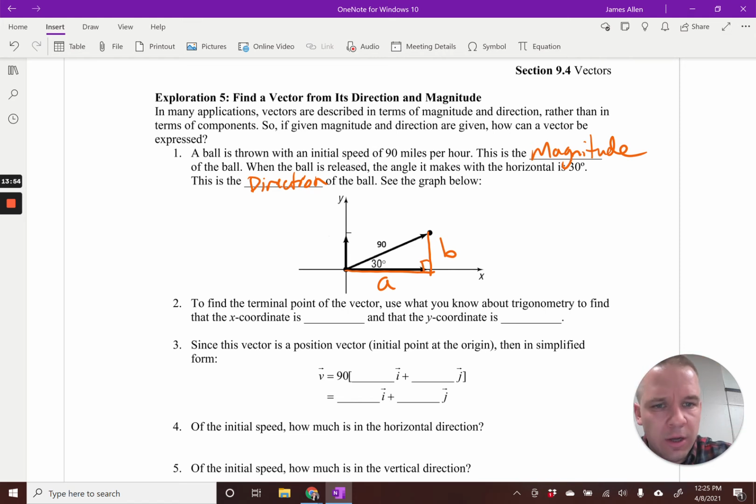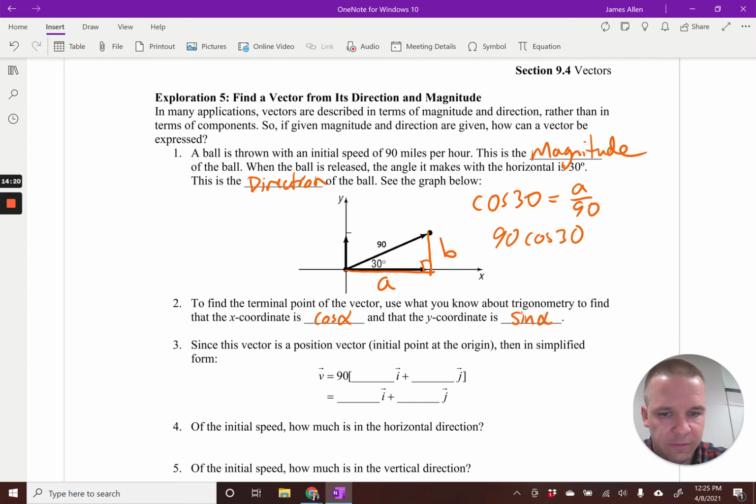So let's see here. We got cosine of 30. That would be equal to my adjacent, which is A over 90. So if I were to solve that, I'd get 90 cosine of 30. In other words, we're going to have our cosine associated with our x coordinate. We'll call that alpha this time. And our y coordinate, we're going to be using our sine of alpha.